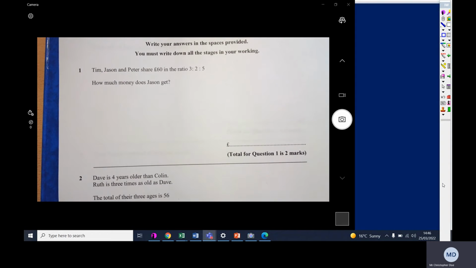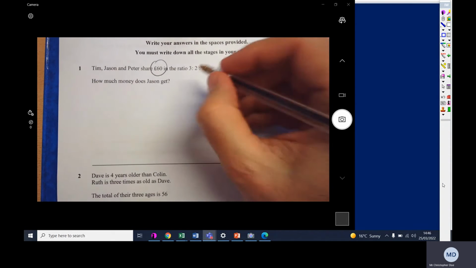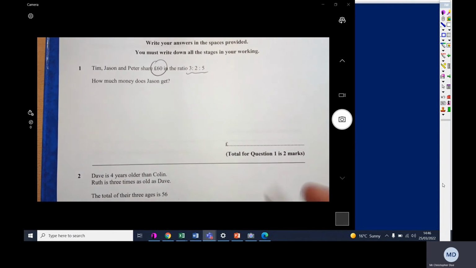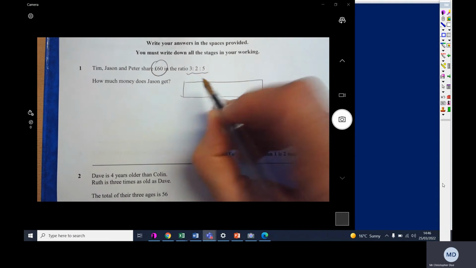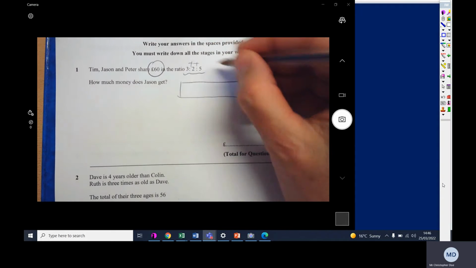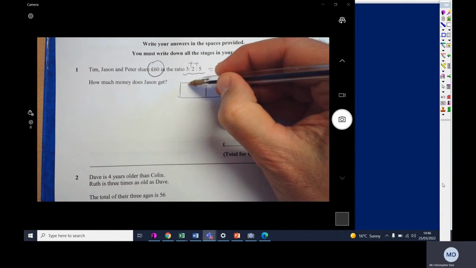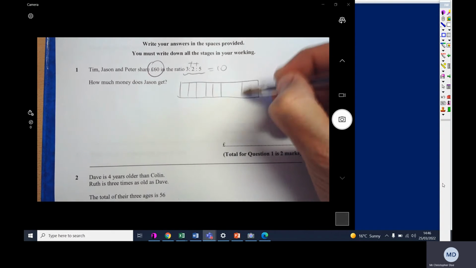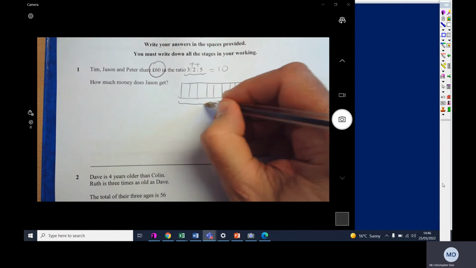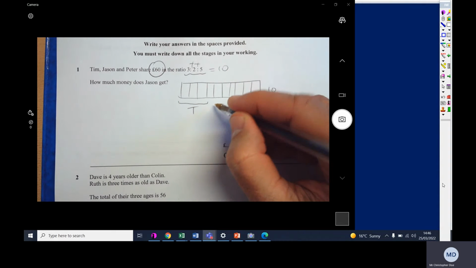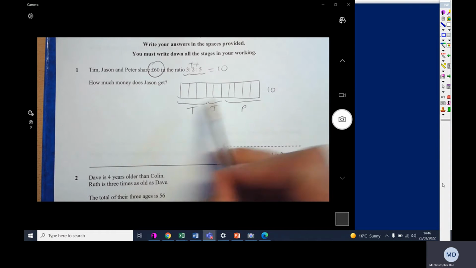So this first question is clearly about sharing some money, £60 in the ratio 3 to 2 to 5. Just to understand, if you're really confused with this ratio, 3 and 2 and 5, add them up, gives you 10. It's a bit like saying we split the whole amount of money into 10 equal pieces. The first 3 go to Tim, the second 2 go to Jason, and the last 5 go to Peter. So we're splitting it into 10.